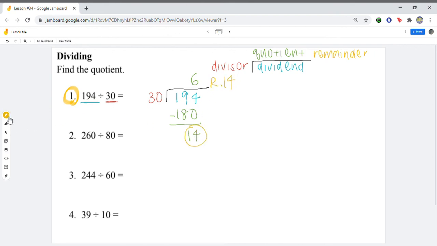After you're done dividing, make sure that your remainder is less than your divisor. That is a way to check if we're doing it correctly. So your final answer for number 1 should be 6, remainder 14.